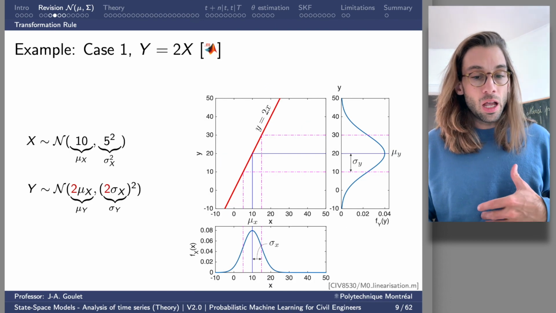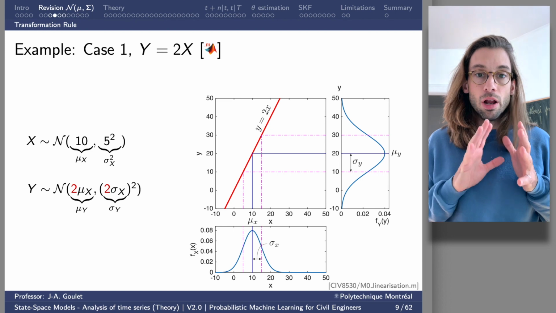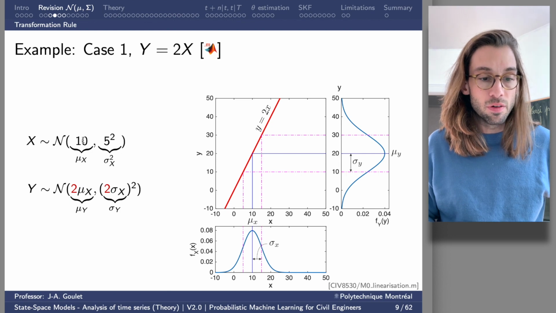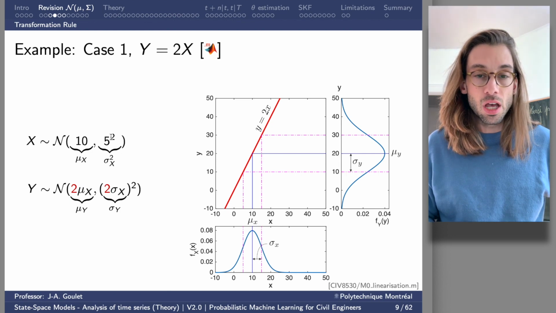If we look at this with a numerical example, what we have here is our PDF for x, where x has an expected value of 10 and a variance of 25, so a standard deviation of 5.